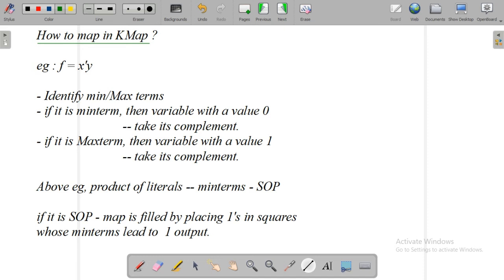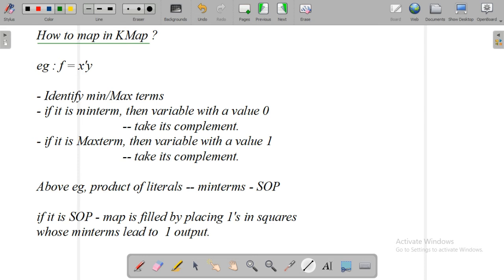In the above example, we can easily identify that x dash y is the product of 2 literals. X and y are the literals, and it is the product of 2 literals, x dash into y, known as x dash y. So product of literals means that is a minterm. What are minterms? Minterms are the product of all the literals in that particular system.